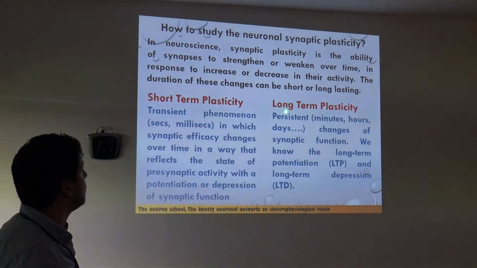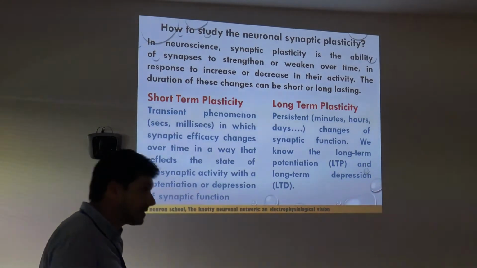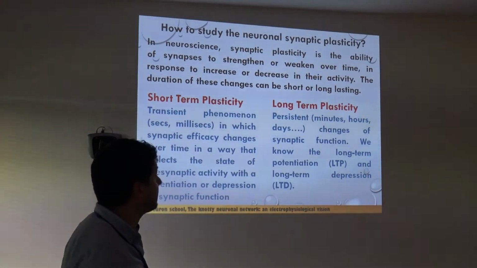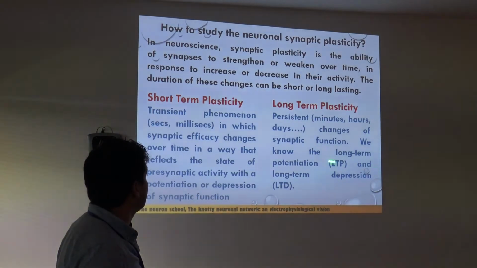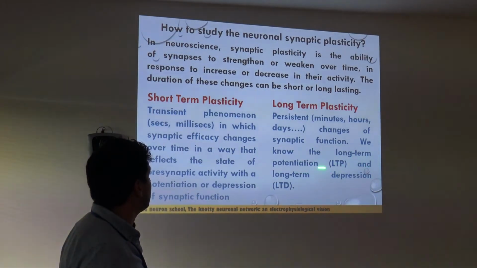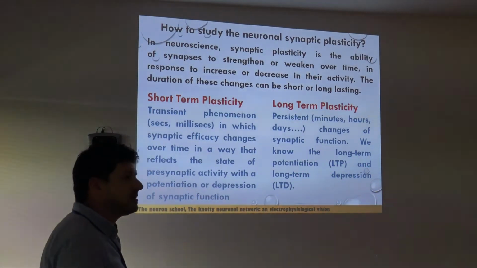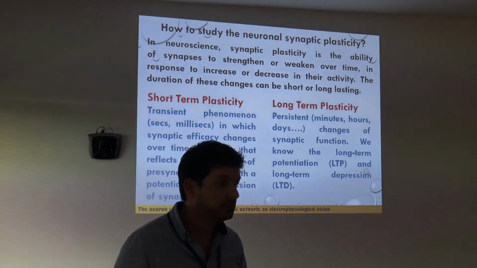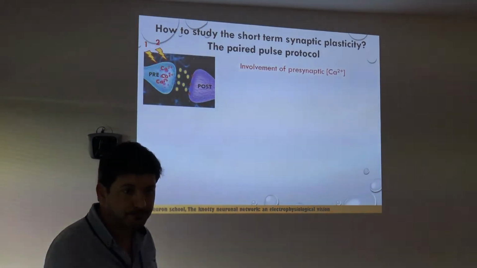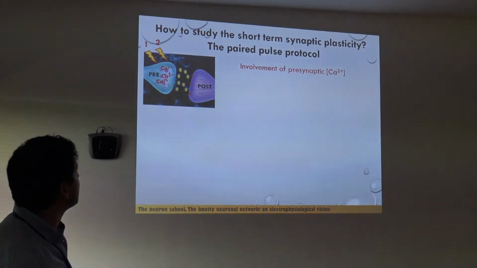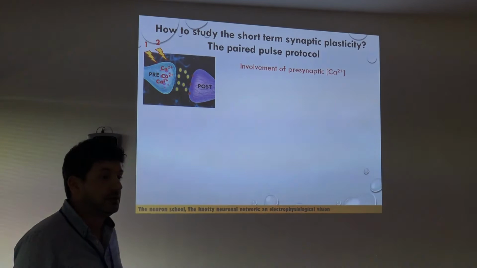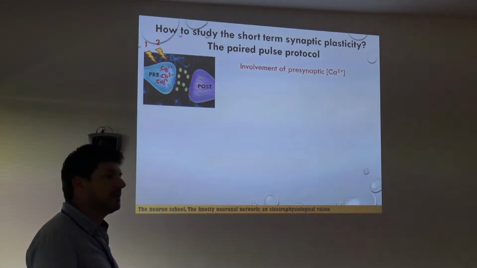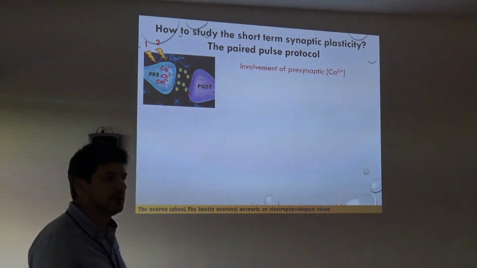On the other hand, long-term plasticity is a persistent change of synaptic function. We know that long-term potentiation and long-term depression are the basis for memory and cognition, for example, in the hippocampal formation. Okay? How can we study short-term plasticity? Short-term plasticity is a transient phenomenon in the synapse.